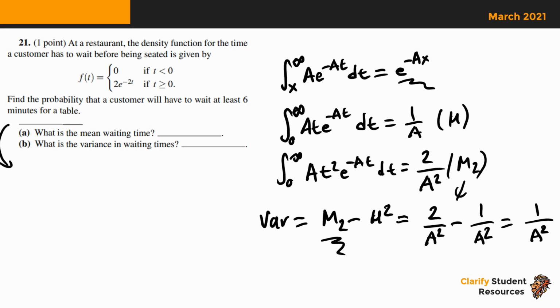For the first part, we have at least 6 minutes, so that's just going to be from 6 to infinity. From the first equation, we can just use e to the negative ax. a is in this case going to be 2, and x is going to be 6, so it's e to the negative 12. In the next part, a is equal to 2, so the mean is going to be 1 over 2, and for part b, the variance is equal to 1 over a squared, so it's equal to 1 over 4.